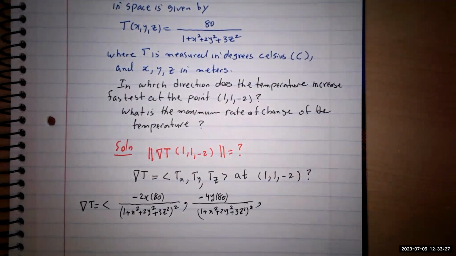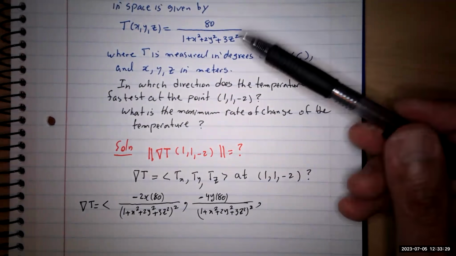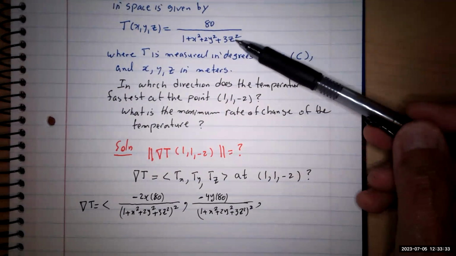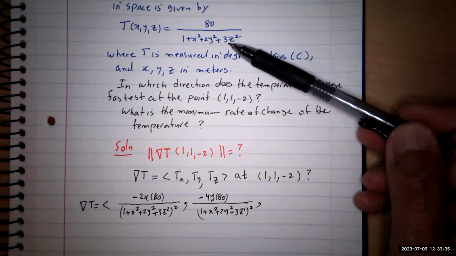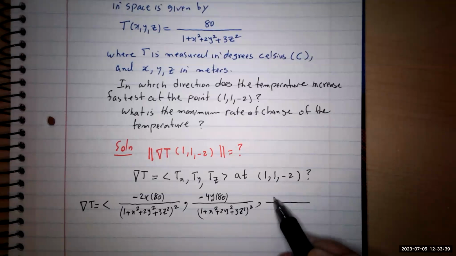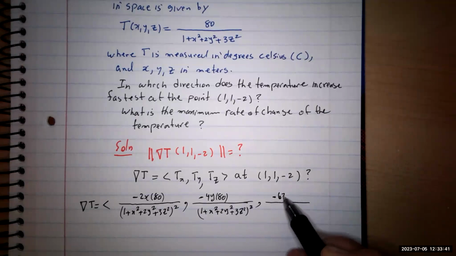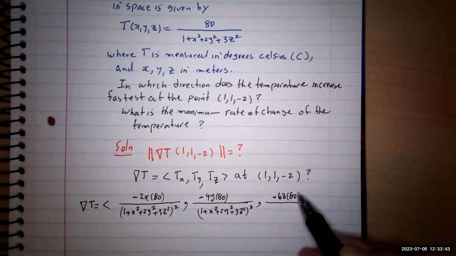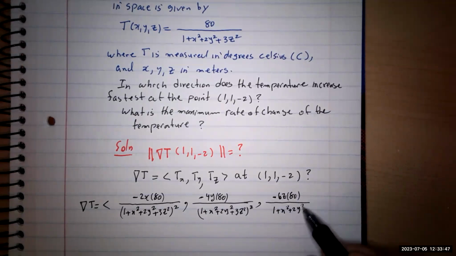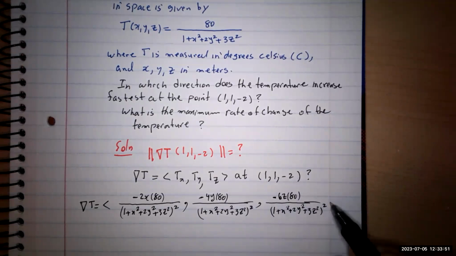Okay, we go with the third component, z. The derivative of the top is 0, and the derivative of the bottom with respect to z would be 6z this time, times the top. So this is going to be -6z times 80, and the bottom is the same, (1 + x² + 2y² + 3z²) all squared. Okay, so this is what you have.